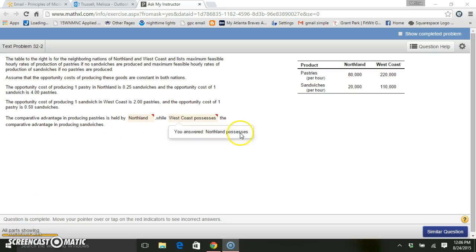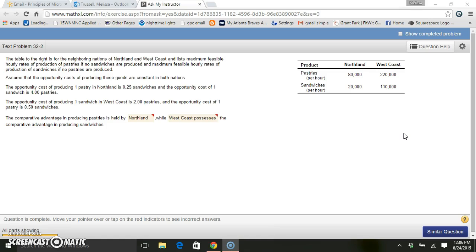Okay, so first of all, let's look at what they tell us in the problem. They tell us that the table here gives us the maximum number of pastries you can make for the Northland and West Coast. So they're two different areas, and we're told the maximum number of pastries they can make if they don't make any sandwiches, and the maximum number of sandwiches they can make if they don't make any pastries. And then, of course, there's a trade-off because I'm assuming they're using a certain number of ovens, and so if you have pastries in an oven, you can't have sandwiches there. So you can imagine there's a trade-off. You can make one or the other, but not necessarily both all the time.